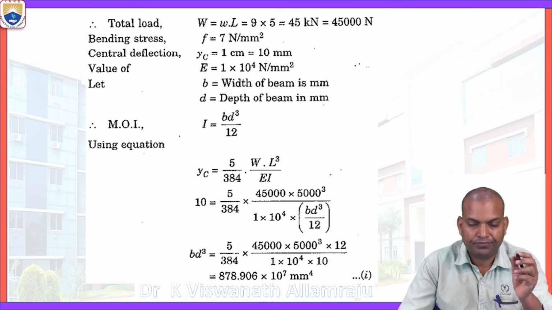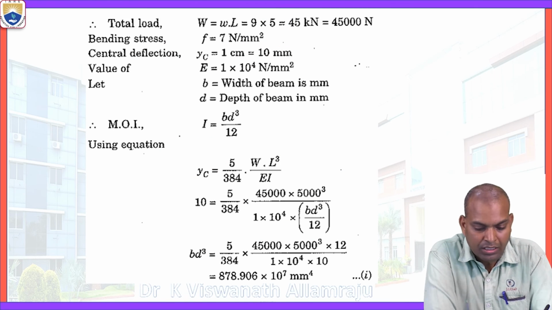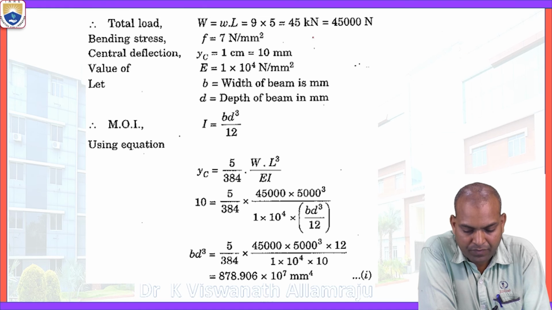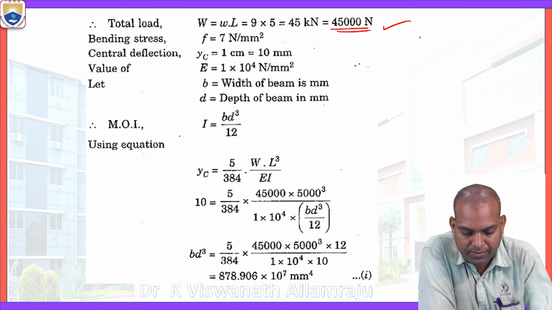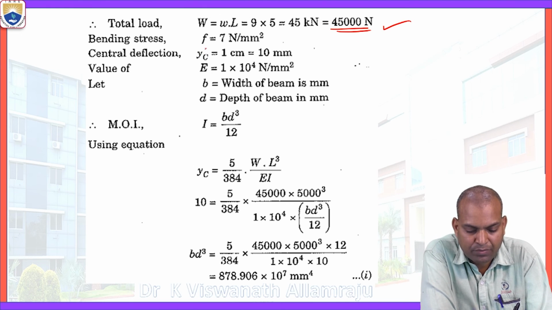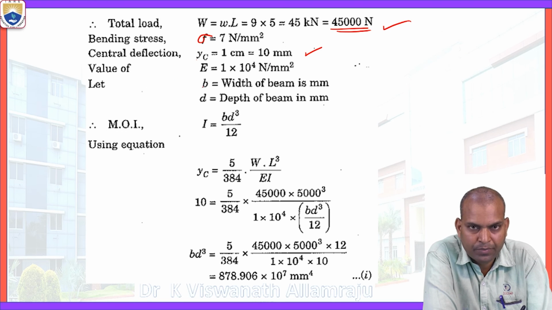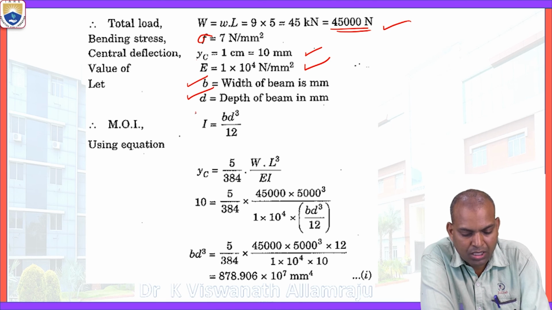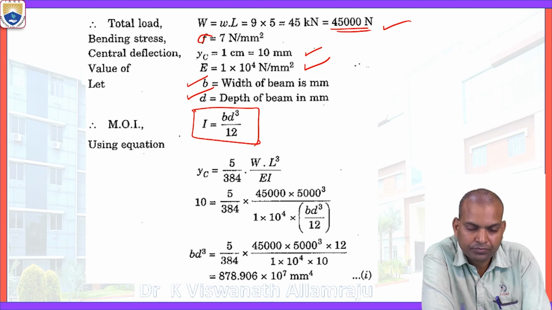Okay, begin. Start. Total load W equals small w, the uniformly distributed load, times the span of the beam, that is 45,000 newtons. Bending stress sigma is 7 newton per square millimeter. YC is 1 centimeter, that is 10 millimeters. The value of E is 1 into 10 power 4 newton per square millimeter. Width of the beam B, depth of the beam D in millimeters. I equals BD cube by 12.